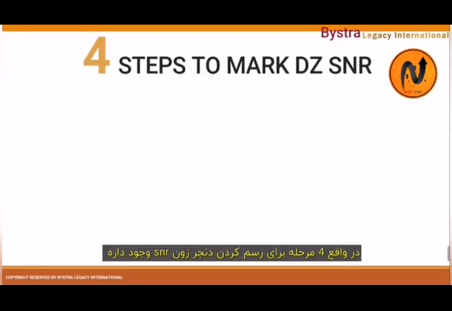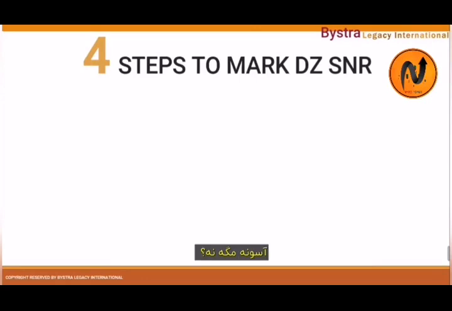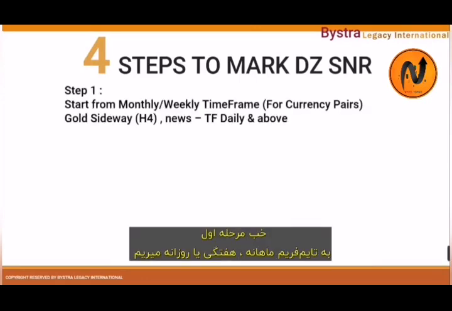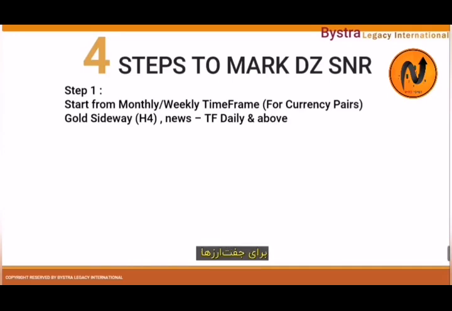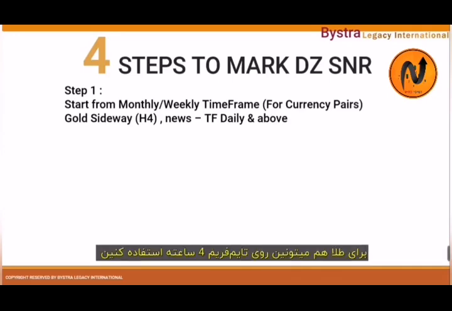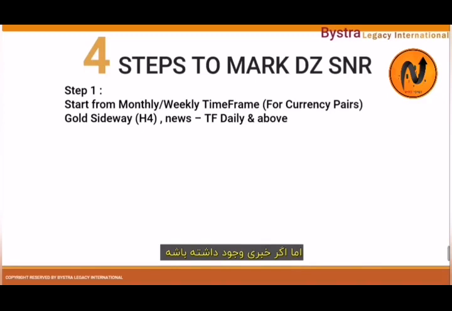There are actually 4 steps to mark the danger zone in SNR. It is very easy, isn't it? So step 1, we go to our monthly or the weekly or the daily time frame for currency pairs. Gold you can use the H4 as well when it is sideways and there are no news. But when there are news, you need to use the daily time frame and above.